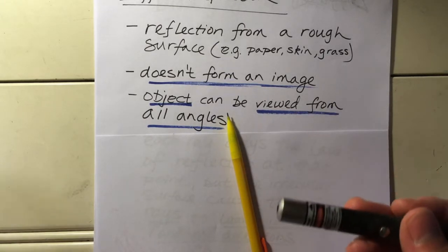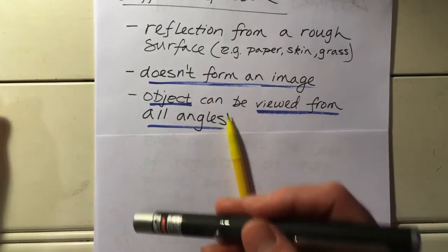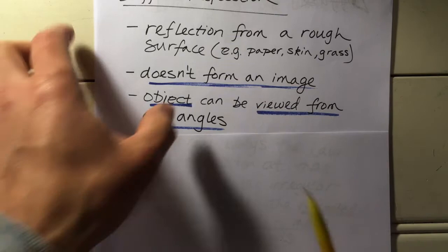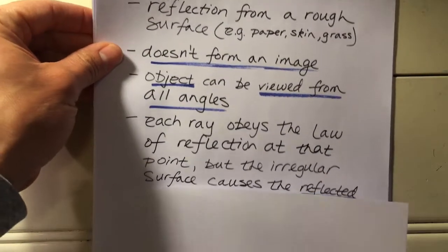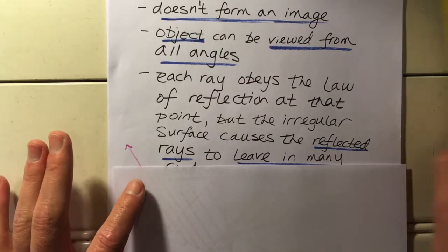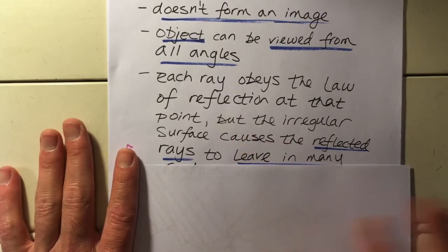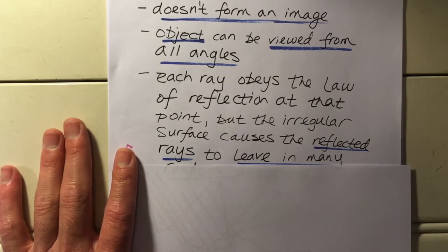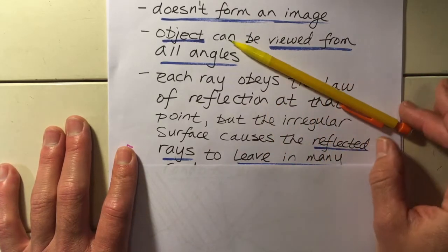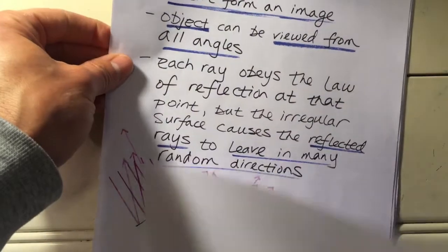The light from the desk light isn't coming off here and making a light beam that's leaving the object. So, all right, let's go ahead and add a little bit more and talk about how this happens. Each ray that hits, say, this pencil obeys the law of reflection at that point. But the irregularities in the surface cause the rays to leave in a lot of different directions. So we can't tell that this pencil isn't perfectly smooth, but it's not, right? And that is why something like diffuse reflection works.